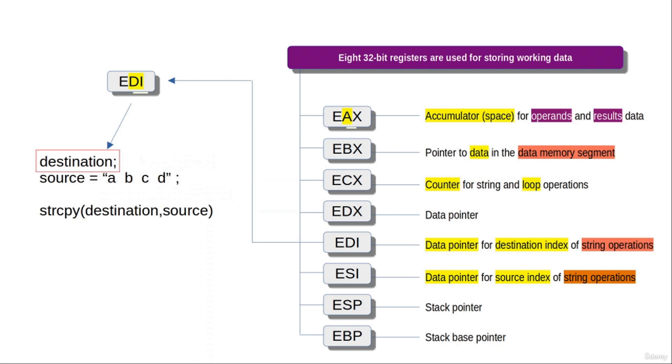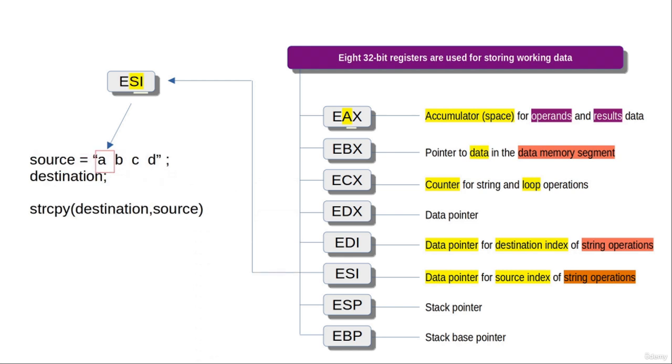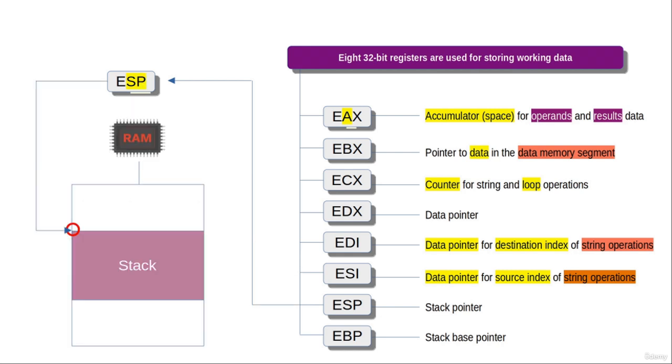EDI is the destination index and is used as the destination index data pointer for string operations. ESI is the source index and is used as the source index data pointer for string operations. ESP is a stack pointer register which is used to point to the stack memory area. EBP is the base pointer register which is used to point to the base of the stack memory area.